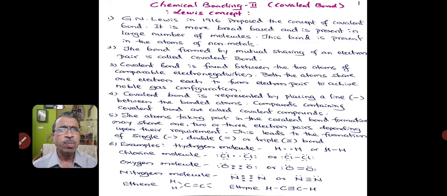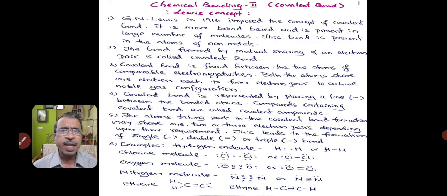Covalent bond is found between the two atoms of comparable electronegativities. Both the atoms share one electron each to form an electron pair to achieve noble gas configuration. Covalent bond is represented by placing a line between the bonded atoms. Compounds containing covalent bond are called covalent compounds.